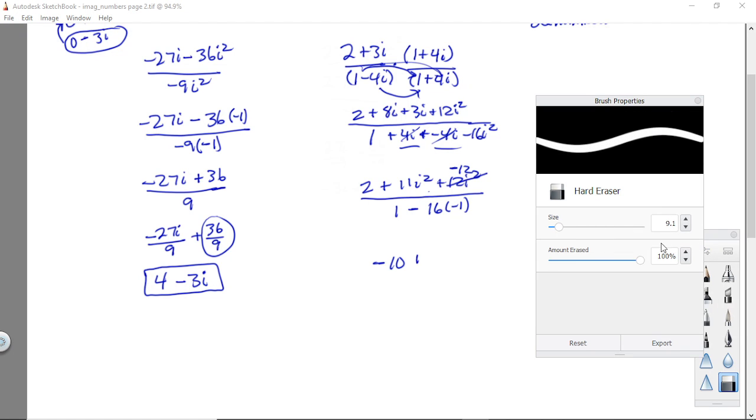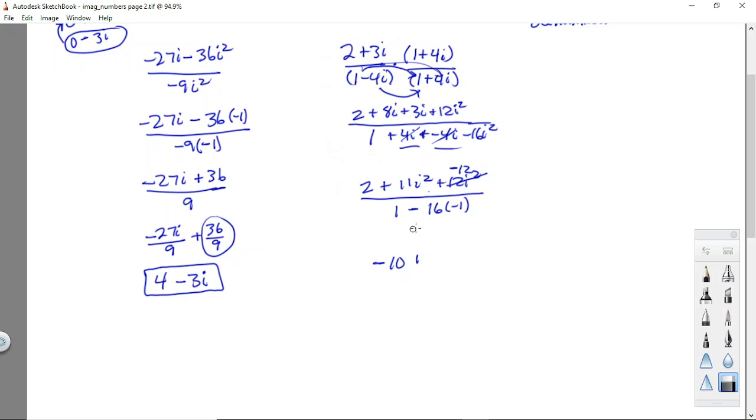Gotta make this small so I can erase. Yeah, somebody needed to stop me there. So that comes, of course, from combining this 8i plus 3i. That's 11i, but not 11i squared. So in the top, we said we could combine this 2 minus 12, and that gives us negative 10. But the 11i is still sitting there. We haven't gotten rid of that yet. What's going to happen to it?